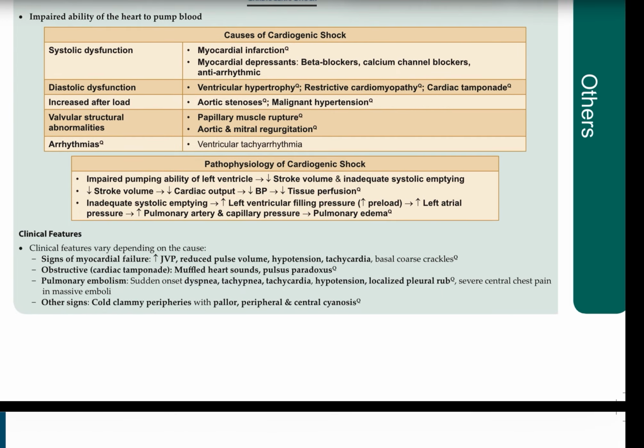These impair pumping capability, so stroke volume will be decreased. Inadequate systolic emptying, stroke volume decreases, so cardiac output will be less, BP will be low, and there is less tissue perfusion. As the blood is not going forward, emptying will be inadequate, so increased pressure in the left ventricle, preload will be more. Then increased left atrial pressure, increased capillary pressure in the pulmonary artery, leading to pulmonary edema.